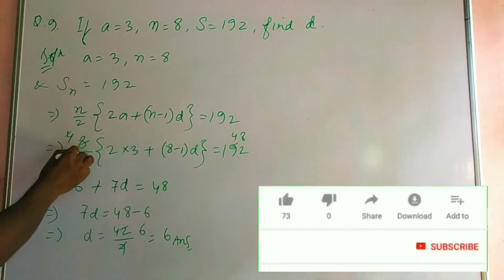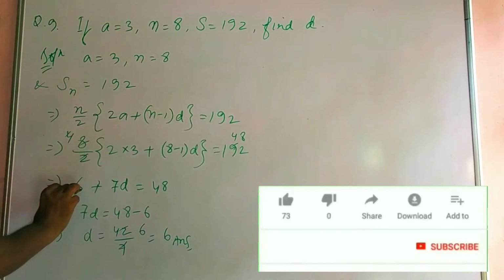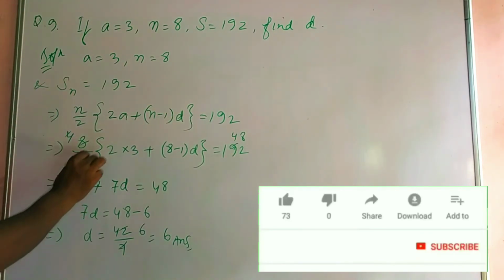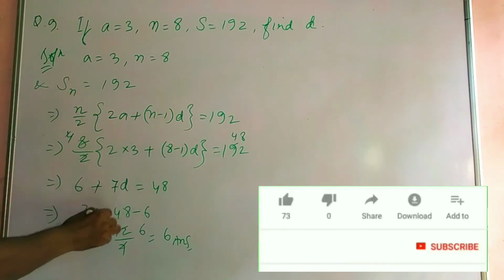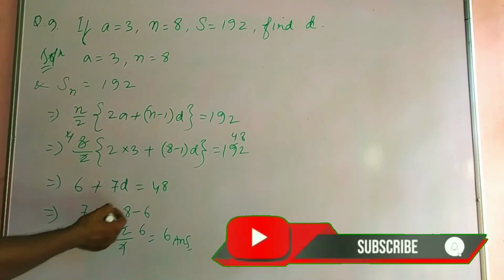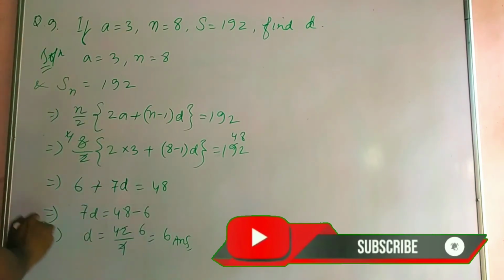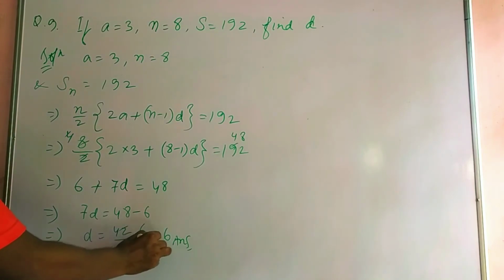So 2 4s are 8 and 4 48s are 192. So we are having 2 3s are 6 plus 7d equal to 48, 7d equal. We transfer 6 to the right and we get 48 minus 6, and 42 by 7 is 6, which is the answer.